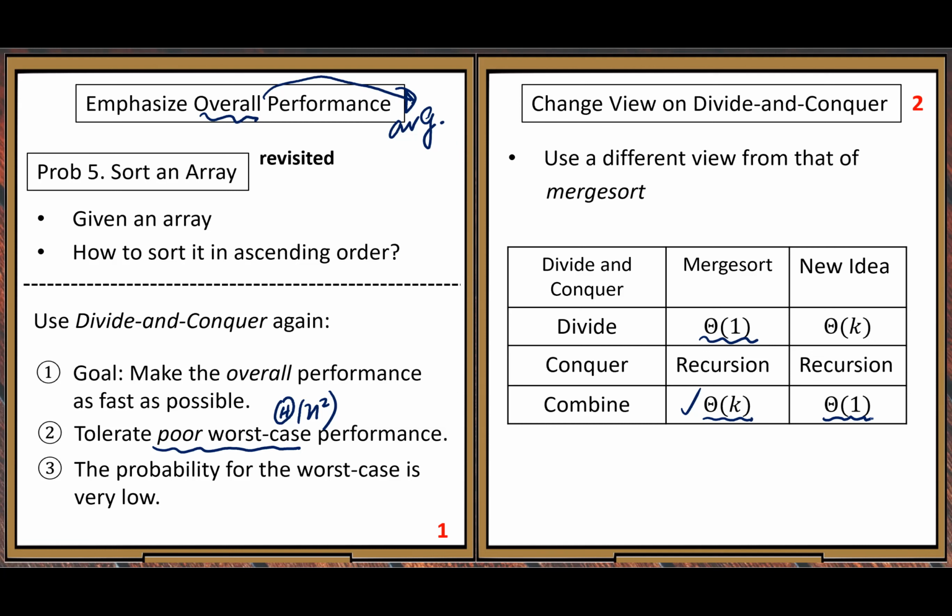It's impossible. Some of you may ask why we cannot just find a new sorting algorithm with very little amount of work in the divide step and also very little amount of work in the combine step. It's impossible. It's hard to explain why it's impossible.